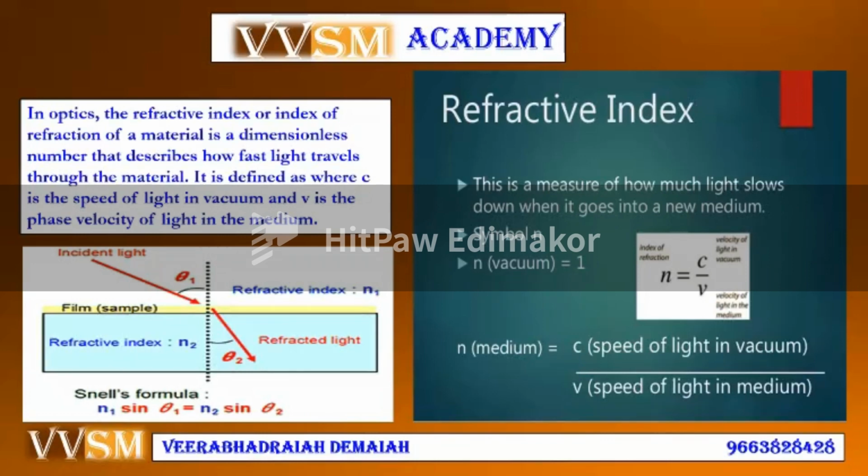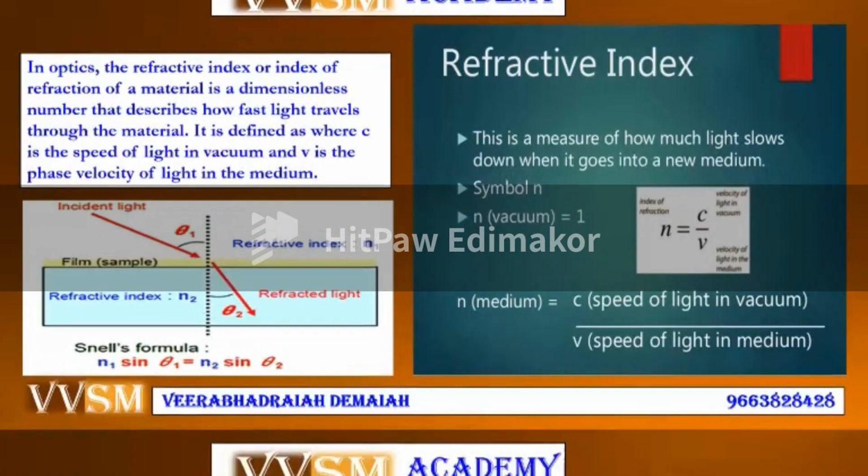Well, friends, this is the incident ray. It falls on the refractive surface, a glass slab or water or whatever the medium may be. The incident ray starts from the rarer medium to the denser medium like water or glass or diamond. It undergoes refraction. The ray of light changes its path. It deviates and gets emerged. Snell's law tells us n1 sin theta 1 is equal to n2 sin theta 2. That is all about Snell's law.